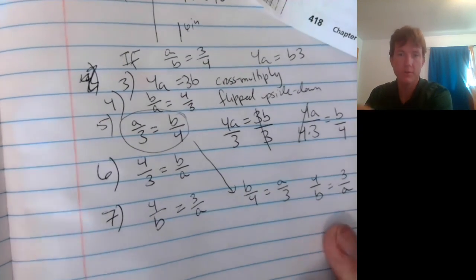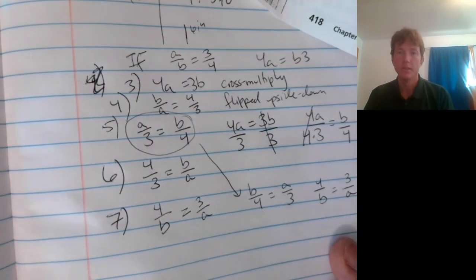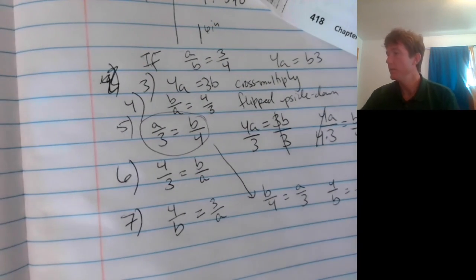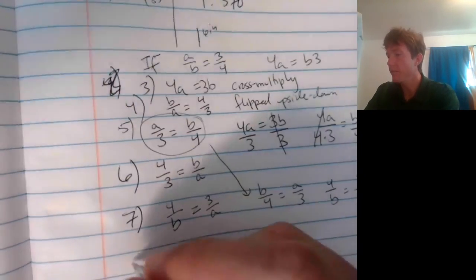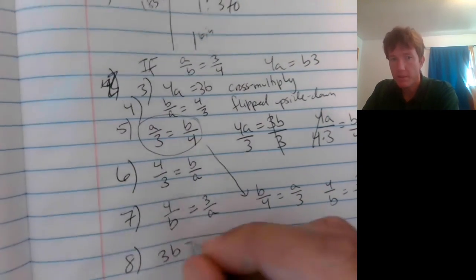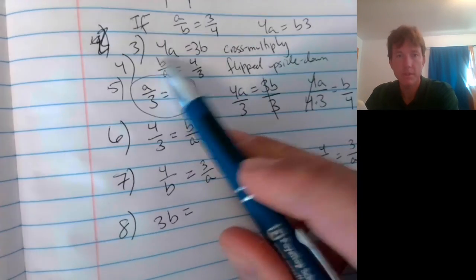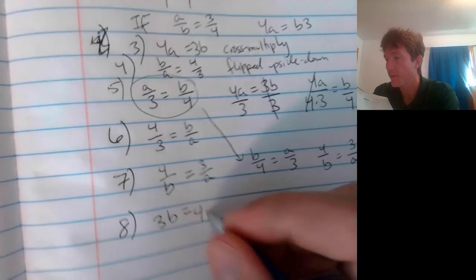And you have 4 over b is equal to 3 over a. Very good. Next one, number 8. It says 3b is equal to something. 3b is equal to 4a. Okay, that was from the cross multiplying.